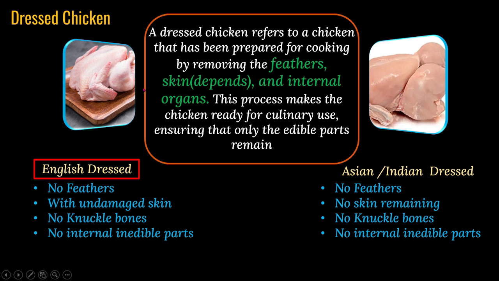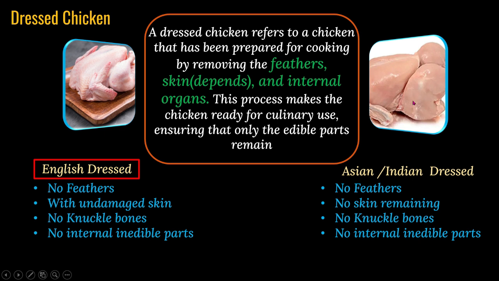So if you see these two types of chicken, one is the English dressed bird, and it is very clear, rather transparent, that for all international cuisines we can use the chicken which is like the English dressed bird. So as a chef, we should get that kind of chicken for the preparation of international dishes.